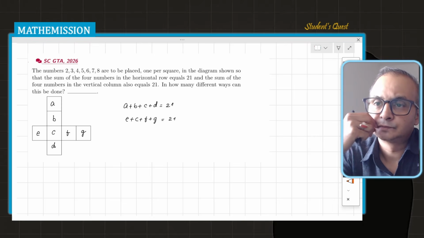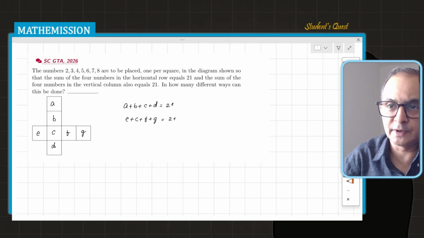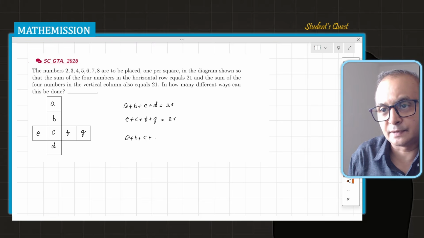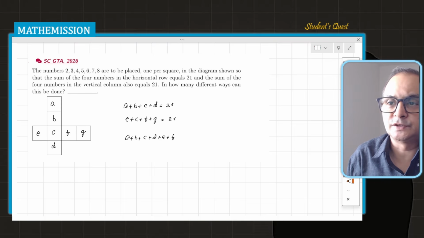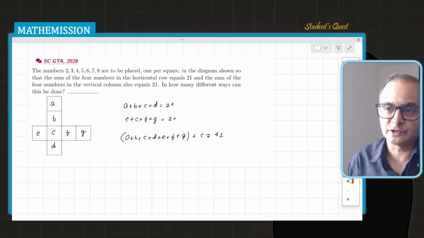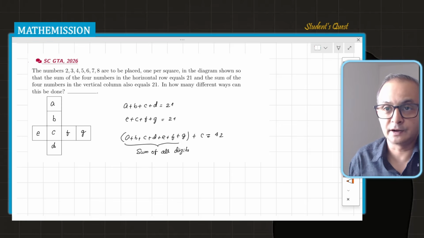My point is, what we can do here is first identify what C could be, because C is coming in the horizontal and the column both. So if you just add them together, I can write A plus B plus C plus D plus E plus F plus G and plus C again is 42. And this is giving a very crucial piece of information. You notice this sum, apart from the extra C, is the sum of all digits we are given.